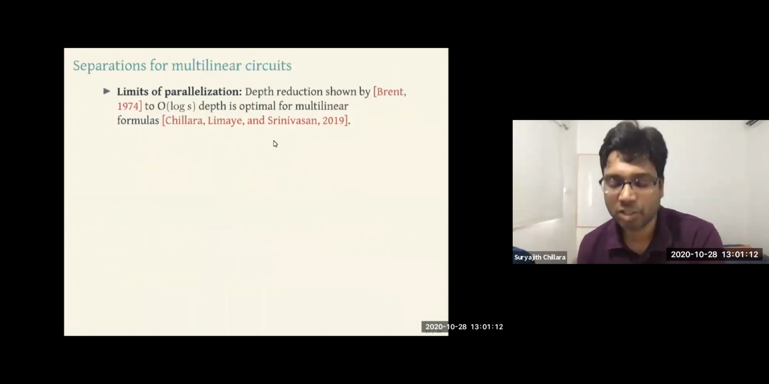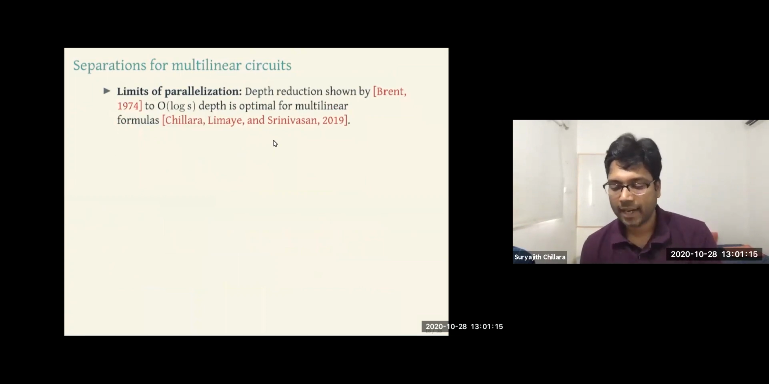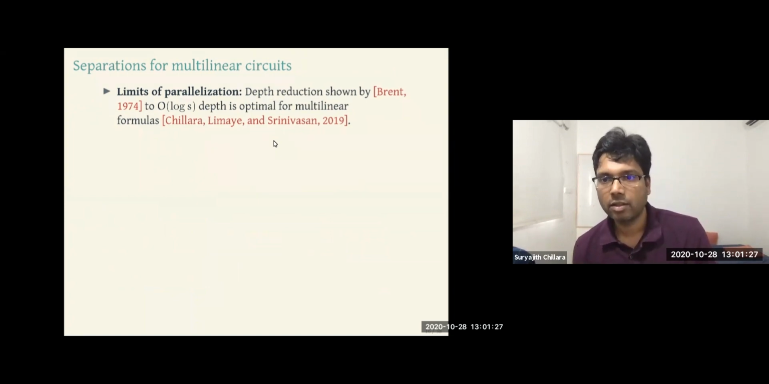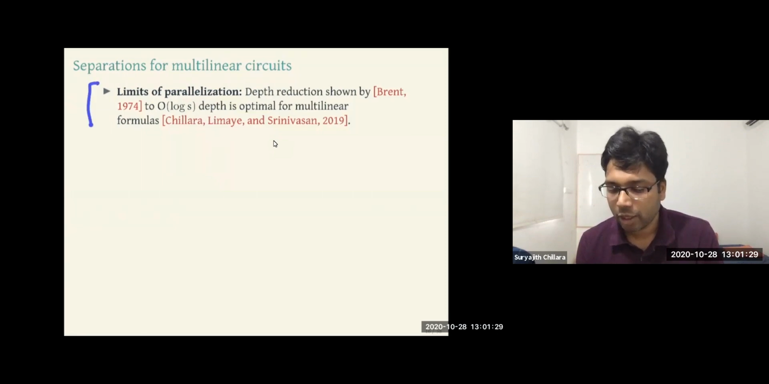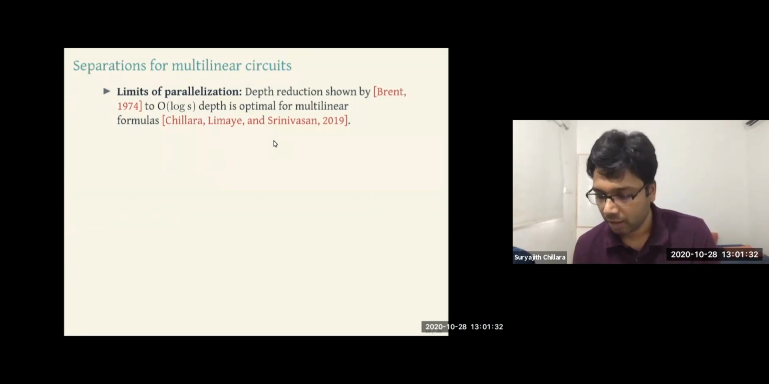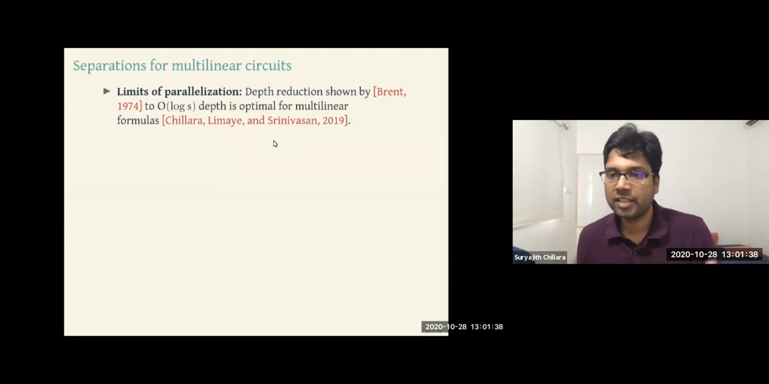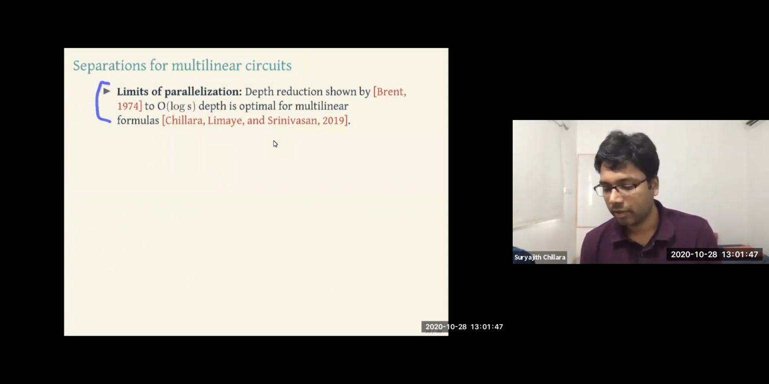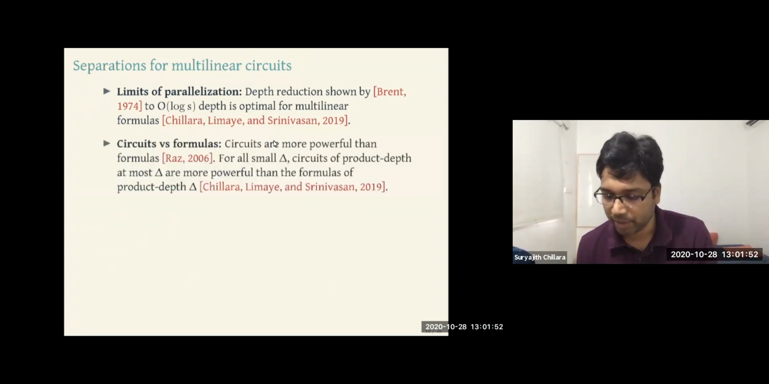Also, for multilinear circuits, we know the depth reduction of Brent, who showed that all formulas without loss of generality can be assumed to be of log depth. And it is known that you cannot do better than log depth for formulas without any blow-up in size. Basically, depth reduction says, if you give me a circuit of size S, I can reduce it to depth log S with only a poly blow-up. And recently it was shown that the result of Brent is optimal.